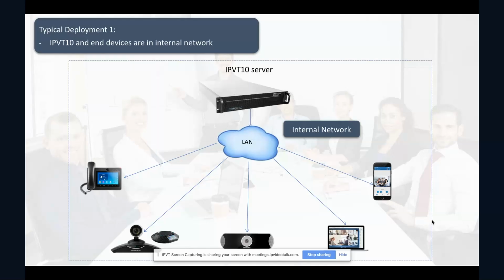Alright, so let's move on to a typical deployment. So in this diagram, we can see that both the IPVT10 server and the end devices such as your IP phones, your laptops, mobile clients are deployed on the internal network. So the end user uses the services through an internal network.